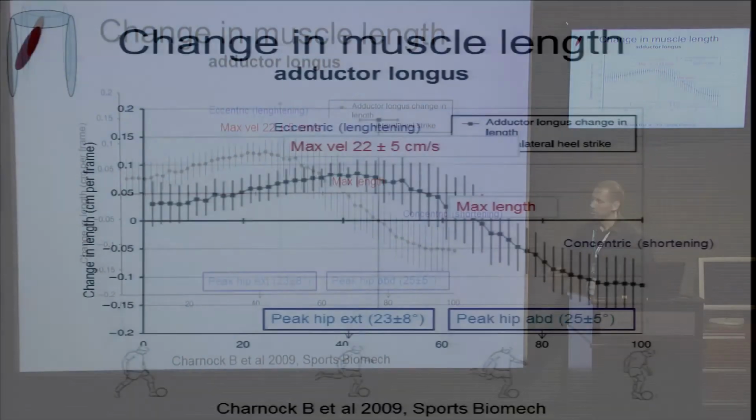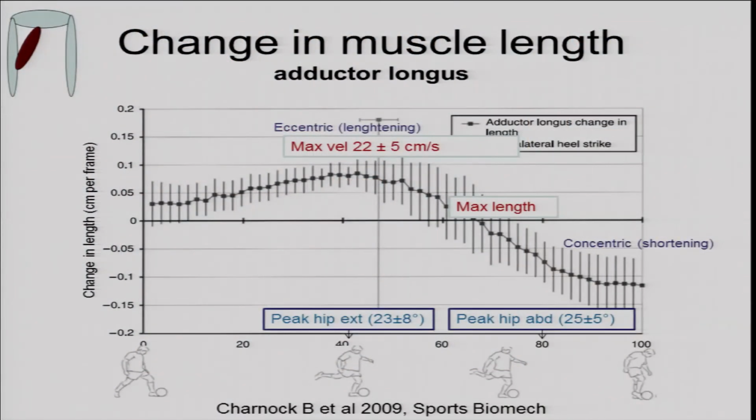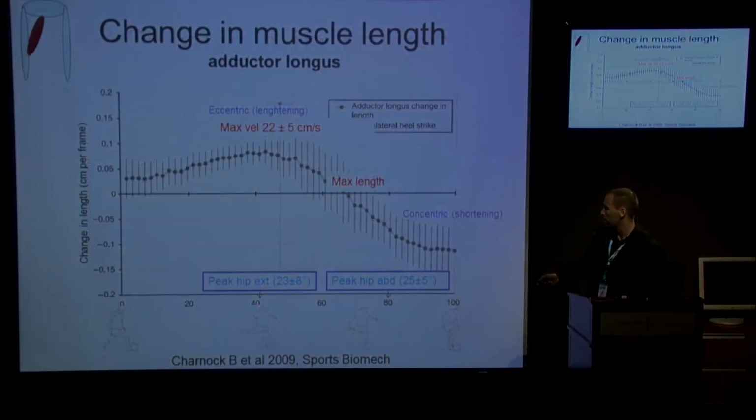Let's take a look at it. So this is a change in length. It's actually the velocity of the muscle. Positive meaning that it's lengthening, negative meaning that it's shortening. So here, the adductor muscle, this is during the kick, the backswing, the leg cocking, and the acceleration phase, with the peak hip extension occurring 40% into the kick at about 23 degrees hip extension. Here we can see that the adductor longus muscle is lengthening all the way up to about 66% of the time of the kick. And what's interesting here is that we have the maximal velocity, a quite high lengthening velocity, and then we continue to stretch the muscle all the way up to here.